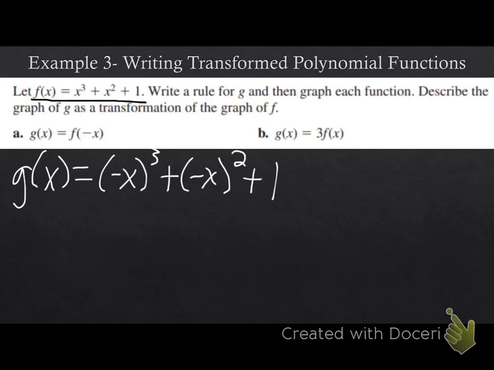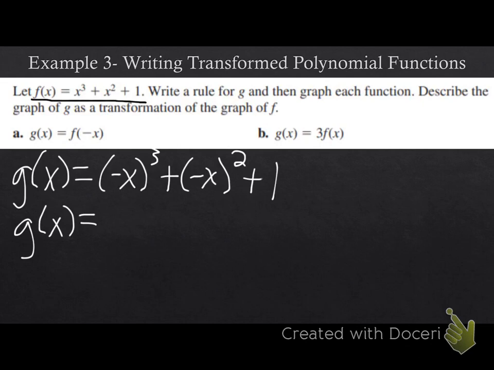Okay? So now let's simplify this a little bit. This is negative 1x to the third power. Correct? So what does an exponent tell me to do? Not add. Say I have 5 to the third power. What does that tell me to do? Multiply 5 3 times. Very good. 5 times 5 times 5.